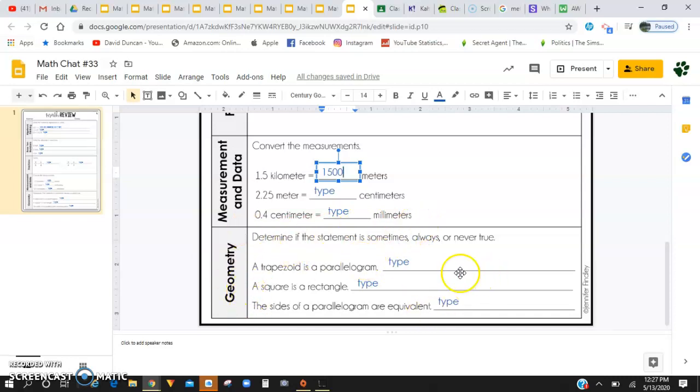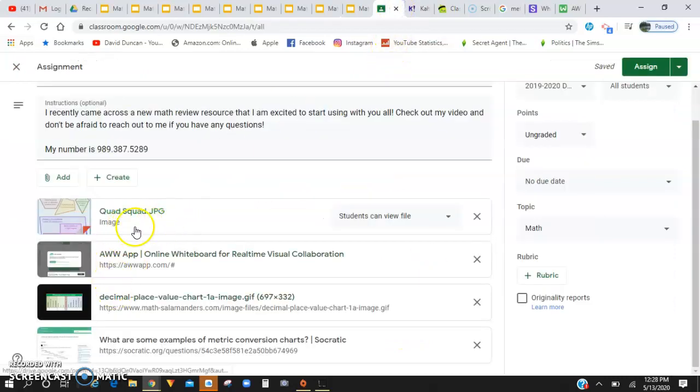Geometry, again, some more statements I want you guys to justify. Determine if the statement is sometimes, always, or never true. A trapezoid is a parallelogram. A square is a rectangle. The sides of a parallelogram are equivalent. And again, I've given you this quad squad anchor chart to use to help you answer some of those questions.